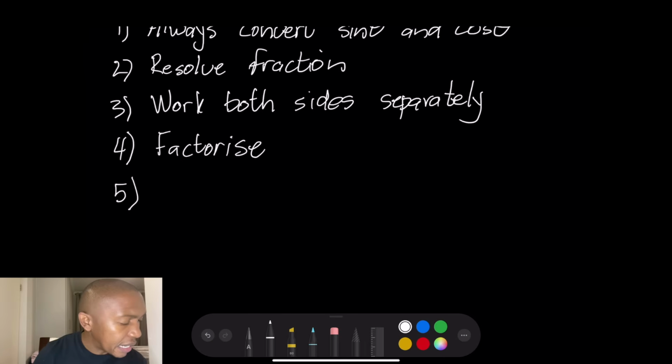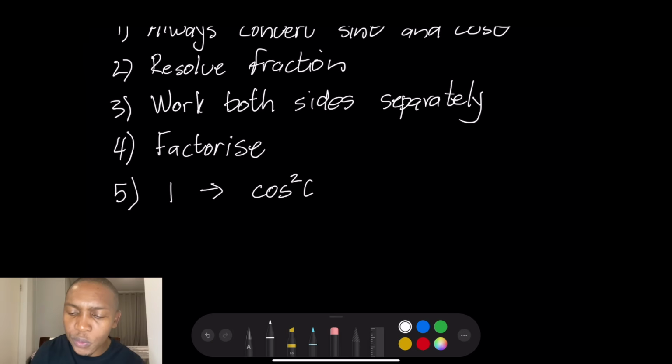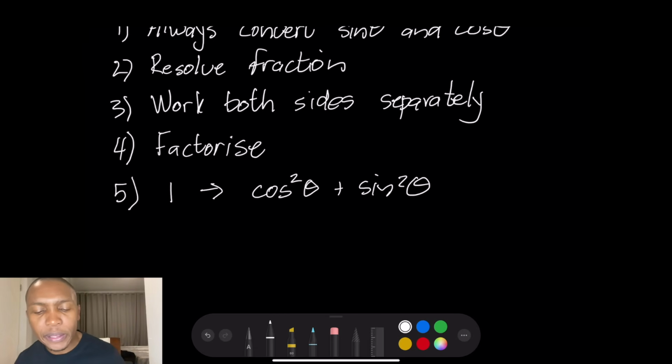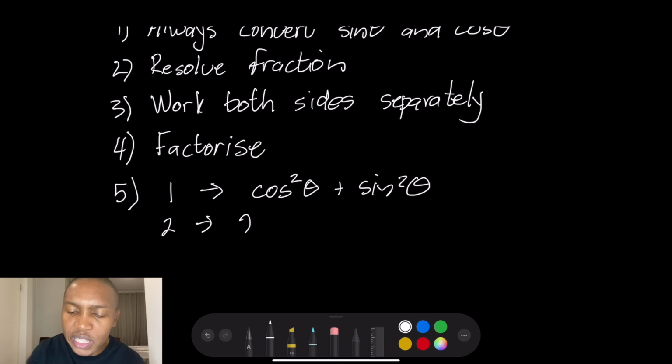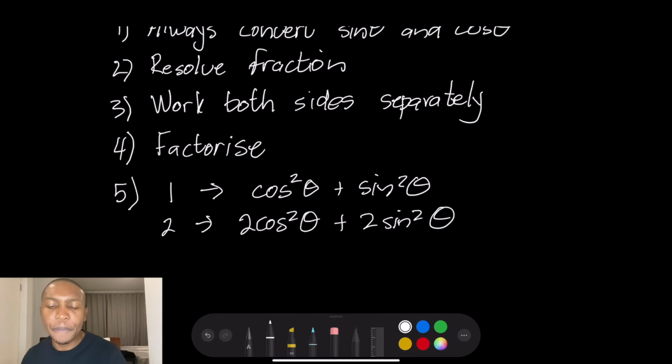But just another thing to keep in mind: if at all necessary, you can replace any number. For instance, you can convert 1 into, remember the identity, cos squared of theta plus sine squared of theta, and any number for that matter. For instance, if you had a 2, just remember this could easily be 2 cos squared of theta plus 2 sine squared of theta. Just keep that in mind.